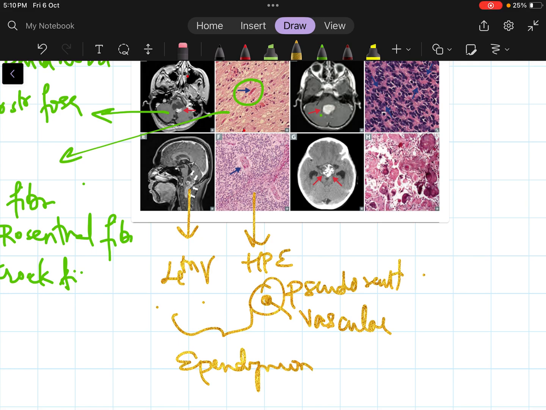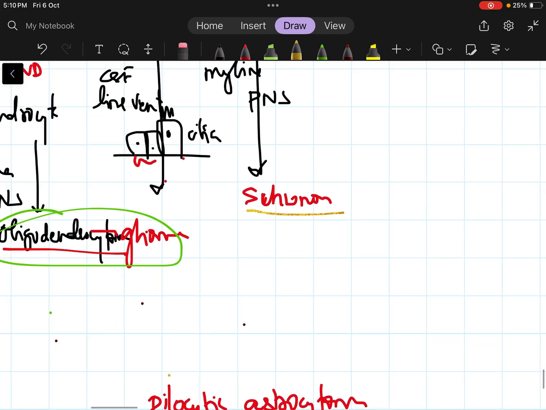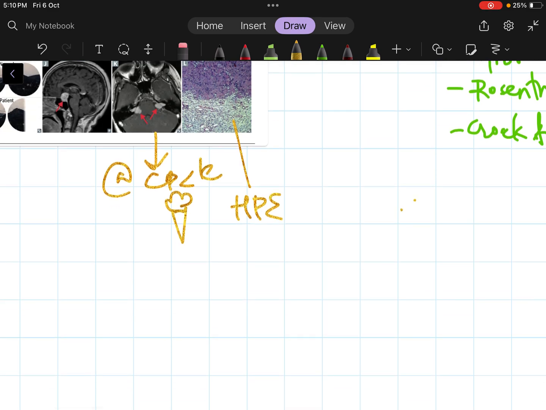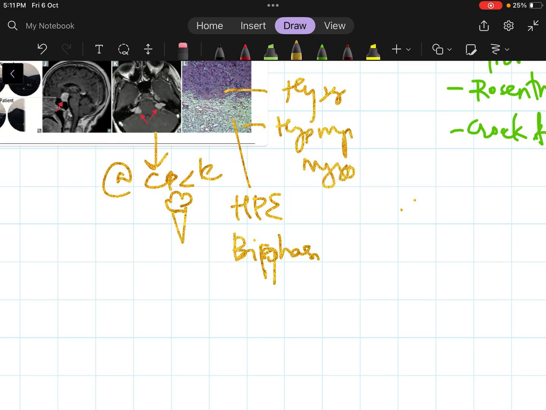Then you have schwannomas, usually in the peripheral nervous system, but also seen at the CP angle, with an ice cream cone appearance. On histopathological examination, you have biphasic cells: hypercellular areas and hypocellular spindle myxoid areas. These are classic findings of schwannoma.